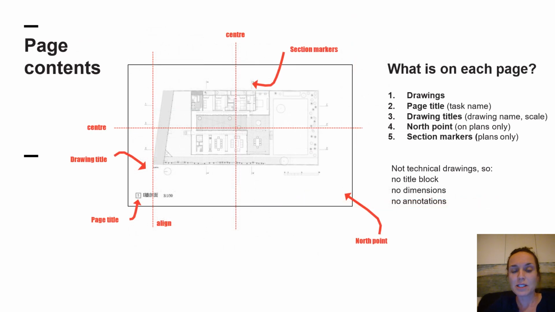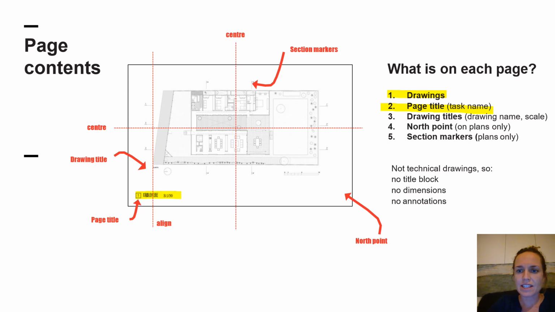So when you're looking at each page, we could have one or several drawings on a page. What else goes on the page? There are several things you need to check off as you're doing this. The first we've talked about are the drawings. The second is the page title, and that's down here. For the page title, what I want you to put is the task name. So that will be orthogonal drawings existing.